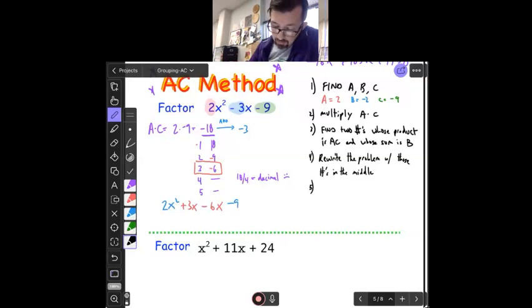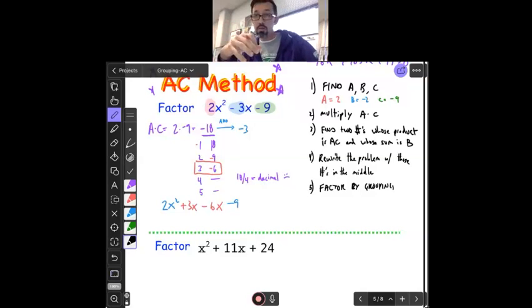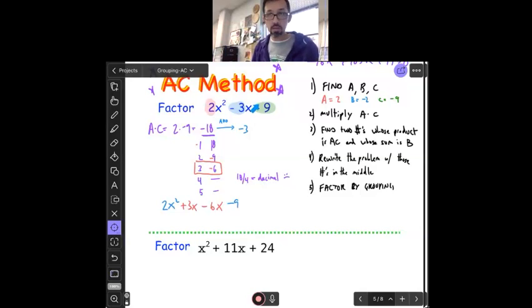Factor by grouping, right, Sam? So last step is to do what we just learned. If you don't know how to factor by grouping, you can't do the AC method. See how it builds, right? And if you don't know how to do GCF, you couldn't do factoring by grouping. So we had a problem with 3 terms, which meant we couldn't do grouping. To fix that, we found a way to write it with 4 terms, right?